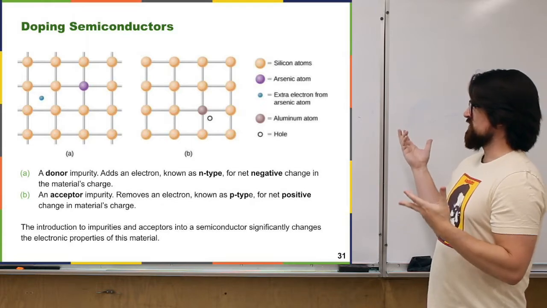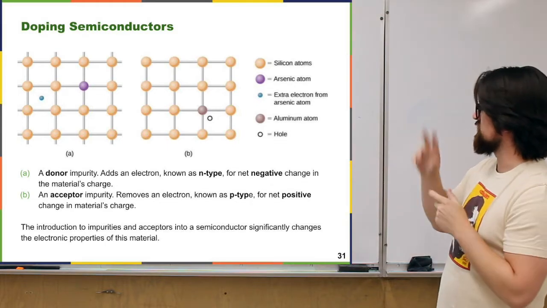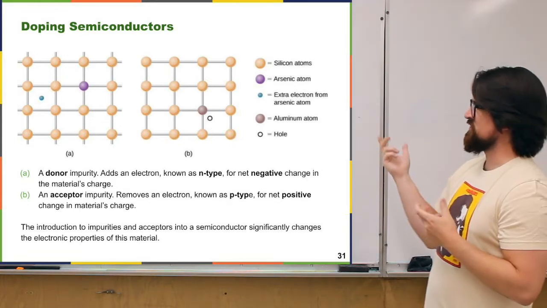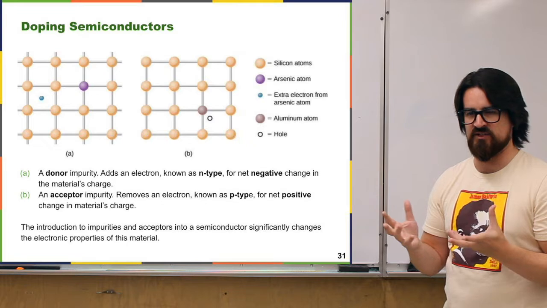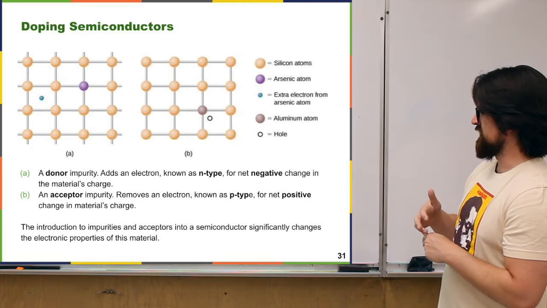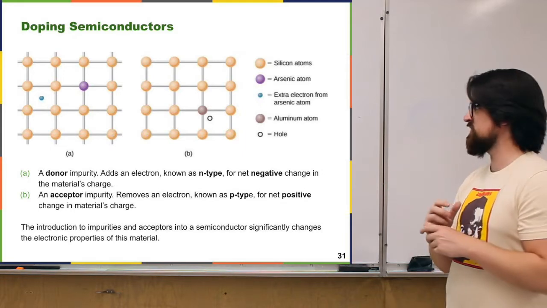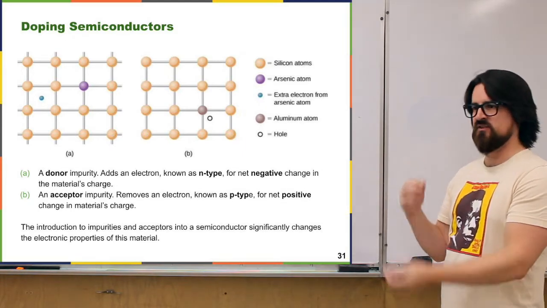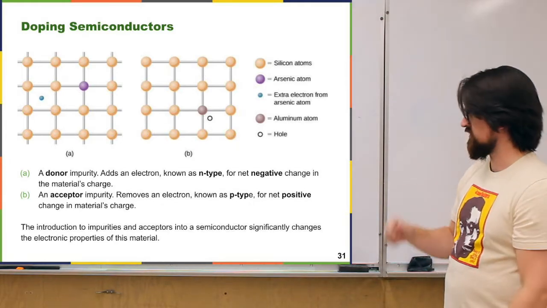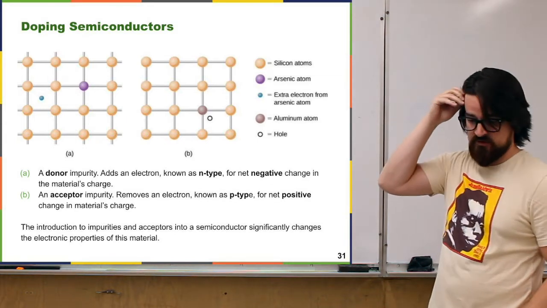Alternatively, you could dope silicon with aluminum, and aluminum has one less available electron than silicon. So the result of doping silicon with aluminum is you end up with a hole, a missing electron. That's what's known as acceptor doping, also referred to as a p-type semiconductor, because you're adding a net positive charge in a way, by having less negative charge than would naturally be there. You have more positive charge overall. So by doing this, you can really change the electronic properties of these semiconductors, and they become incredibly useful.